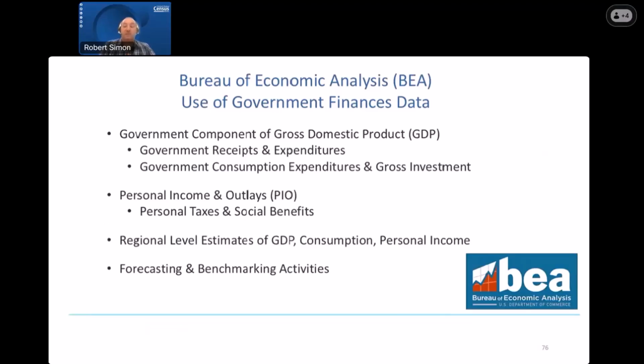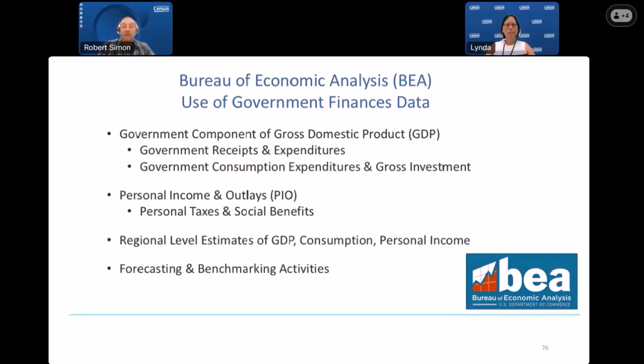To end things, I want to discuss how our data is used. While the Consumer Expenditure Survey that you heard about earlier is a key input to the Consumer Price Index, the annual State Finance Survey and the quarterly state tax surveys are key inputs to the government component of gross domestic product.